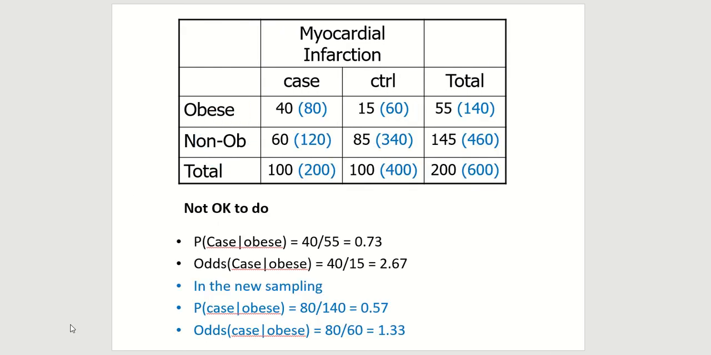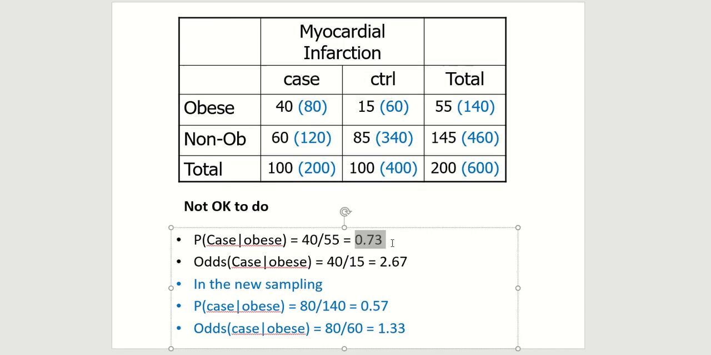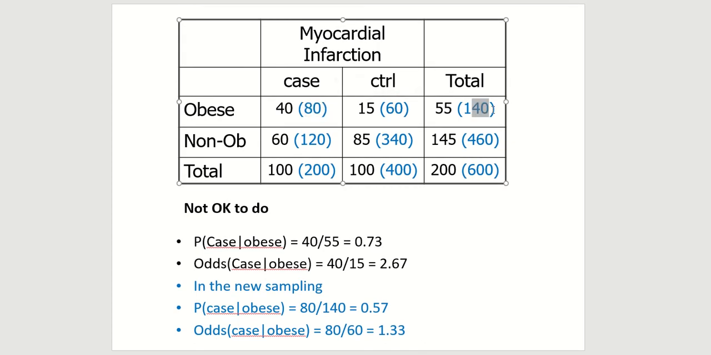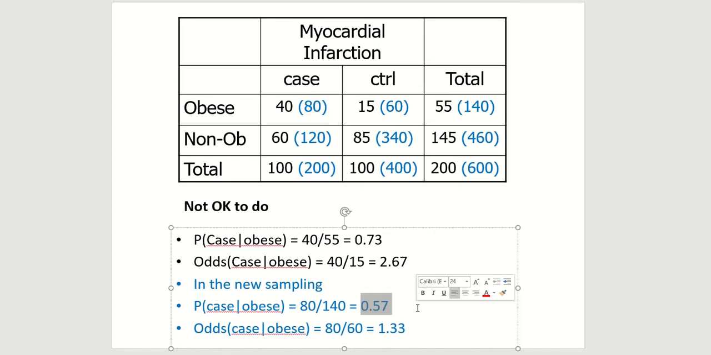Okay, I told you it's not okay to calculate across. So here I'm showing you the dark, the original sample size, and the blue, the sample size after I've changed it. And what I'm doing here is doing the things that are not okay to do, on purpose, to show you how the values would change. So if you were to calculate the proportion of cases among obese, meaning 40 over 55, it will give you 0.73. However, when I change my sample size, it becomes 80 over 140, so it becomes 0.57. You see how it's changing?